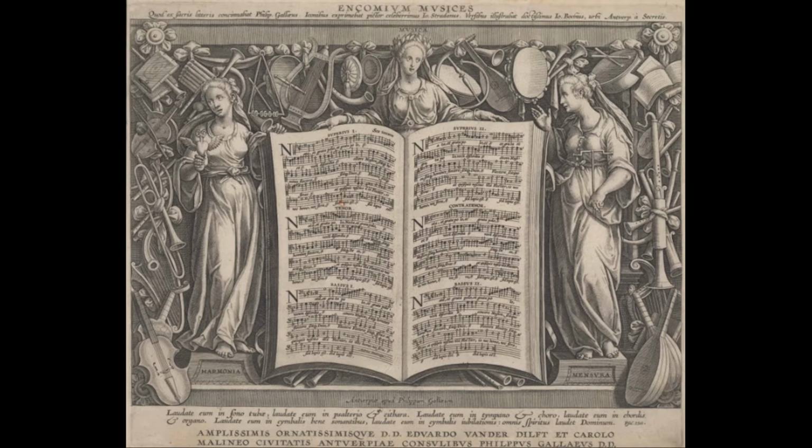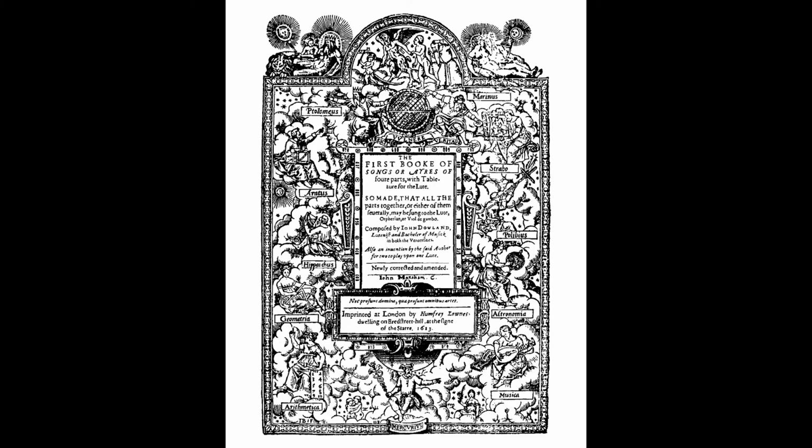Fourth, here is John Dowland's first book of lute songs, or as stated in the center of the cover, the first book of songs or airs of four parts with tablature for the lute. Published in 1613, I'm showing it here obviously for the rich display of cultural disciplines that surround the book's title.